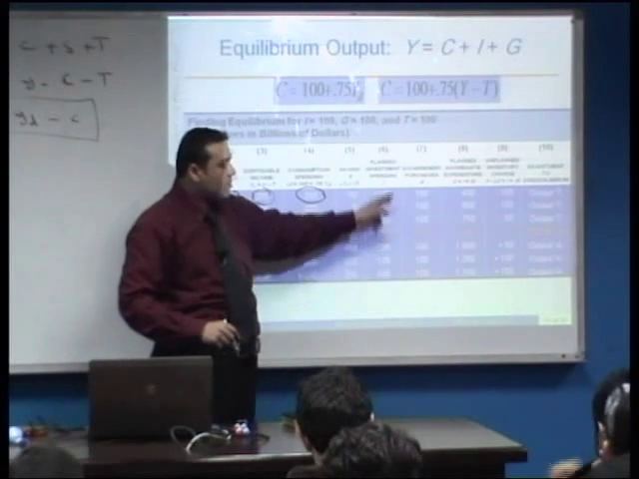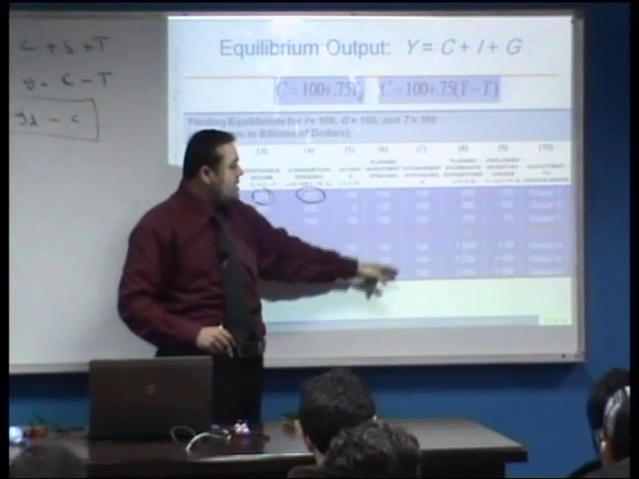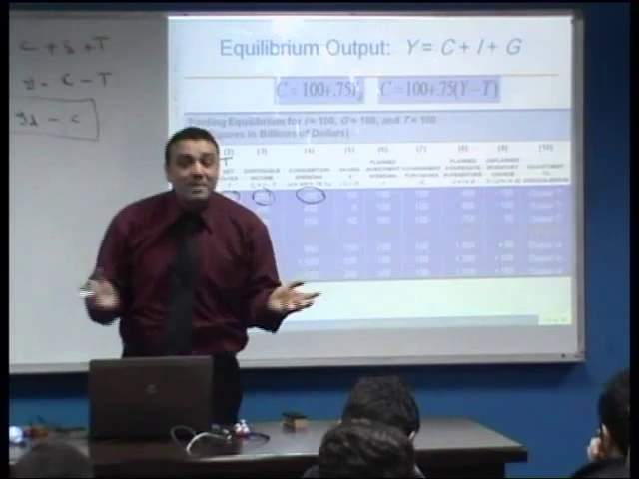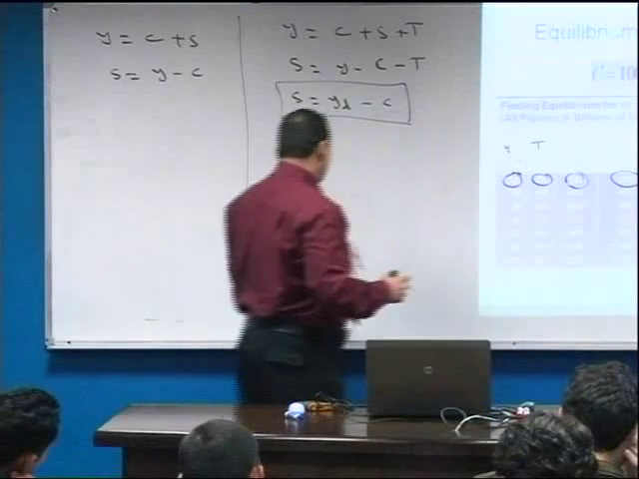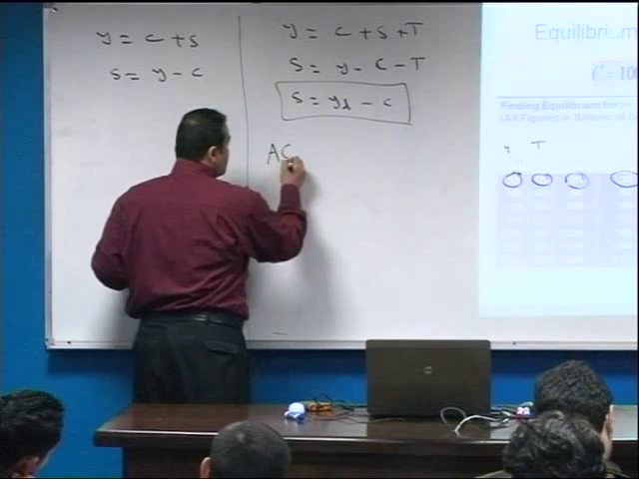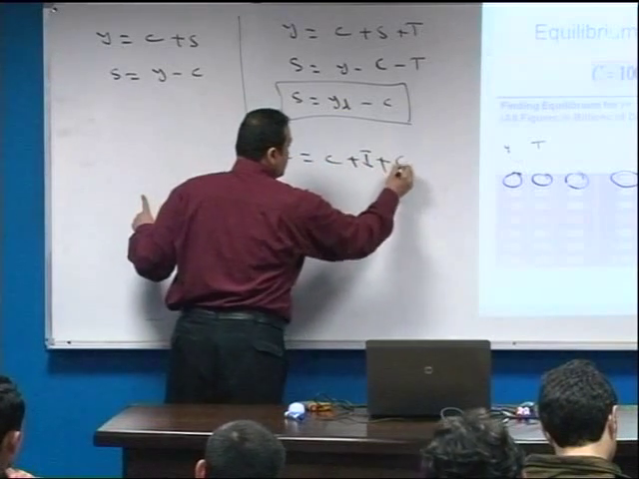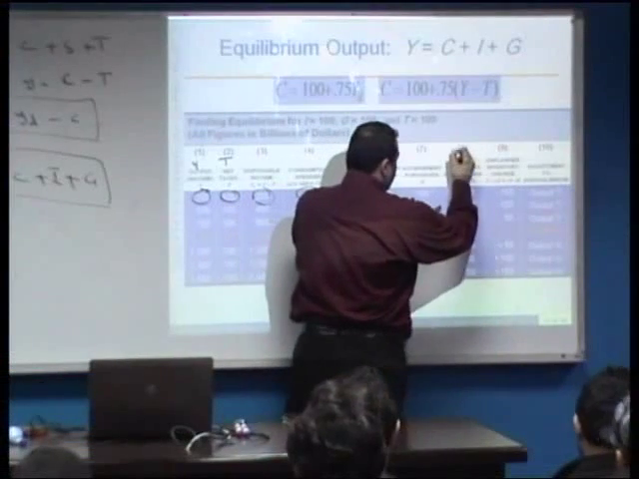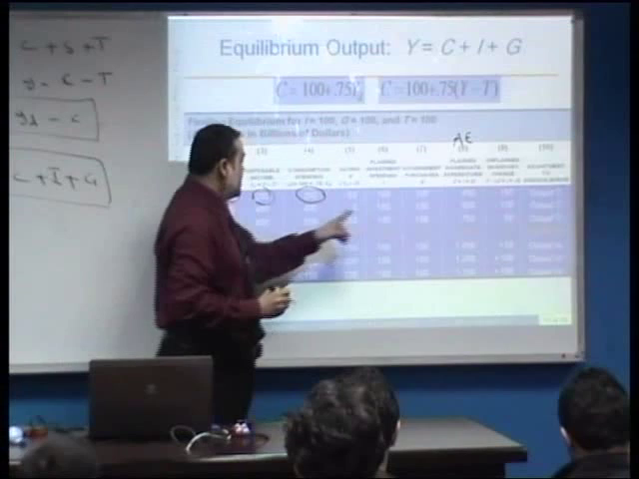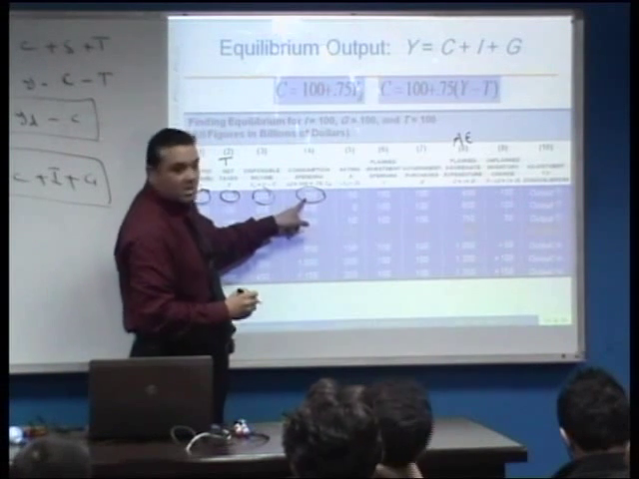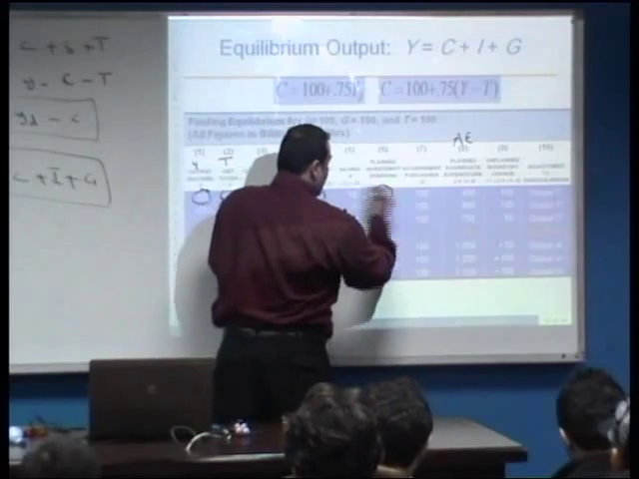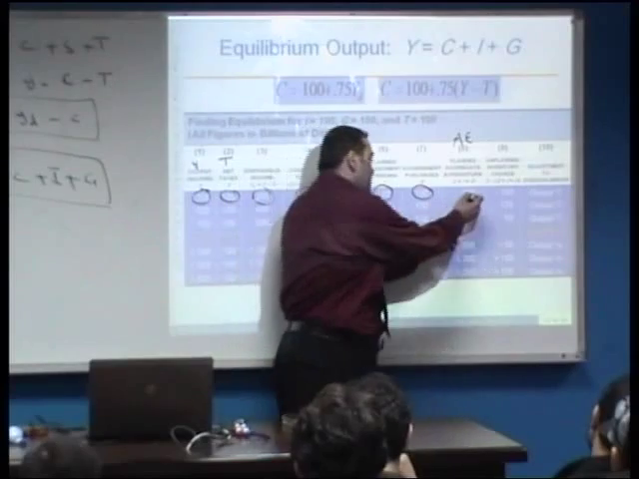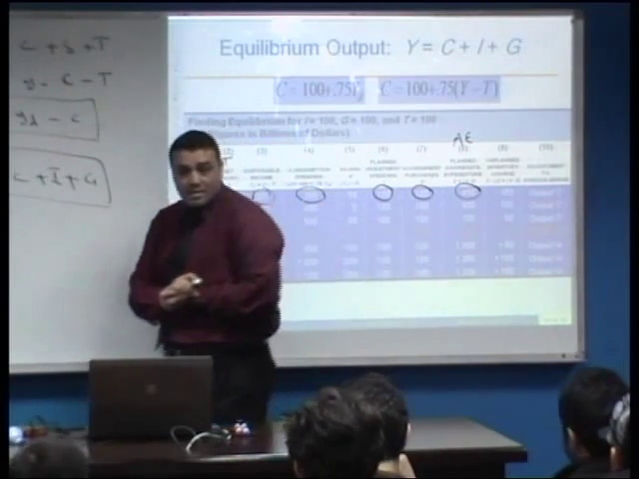We are already given the planned investment and the government spending. Let's calculate the aggregate expenditures. As you know, the aggregate expenditure equals C plus I plus G. So the aggregate expenditure equals C, how much is C? 250, plus I 100, plus G 100, equals how much? 450. This is the aggregate expenditure, right?